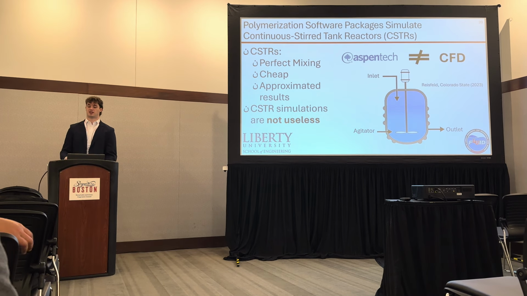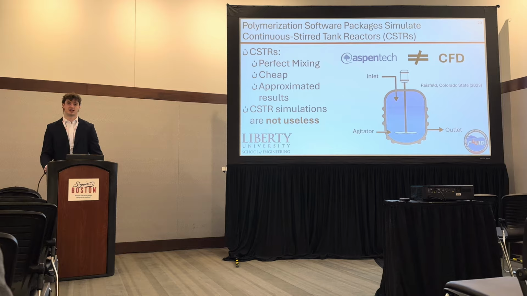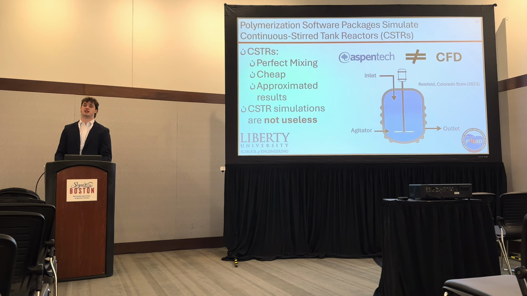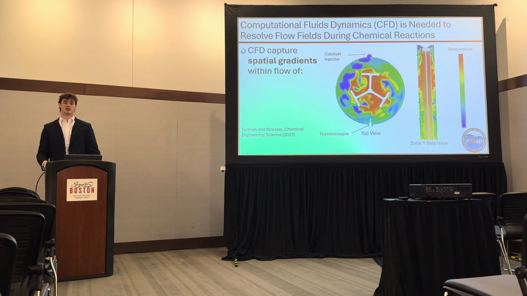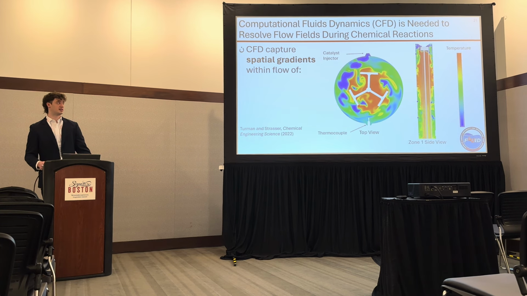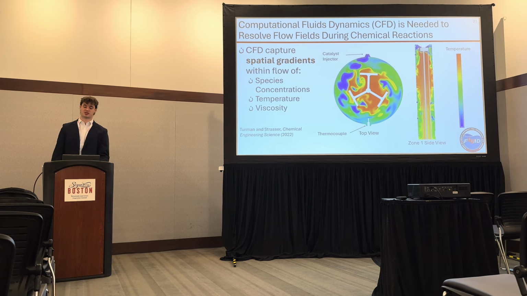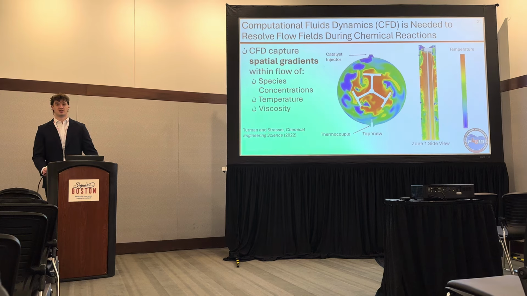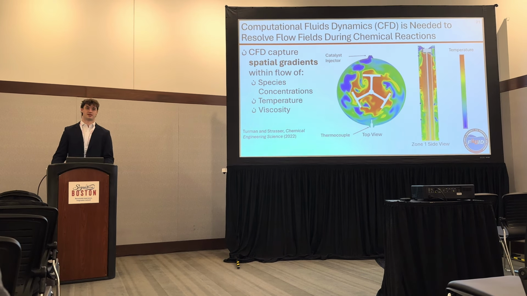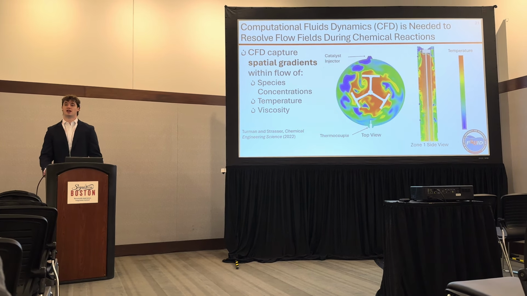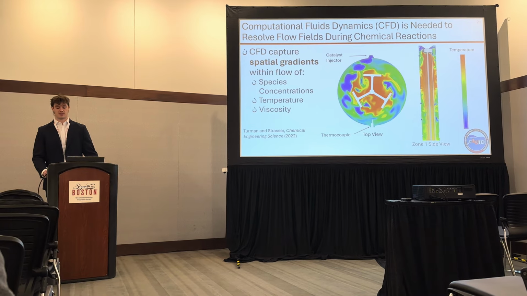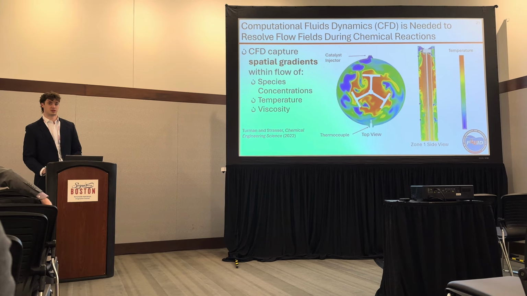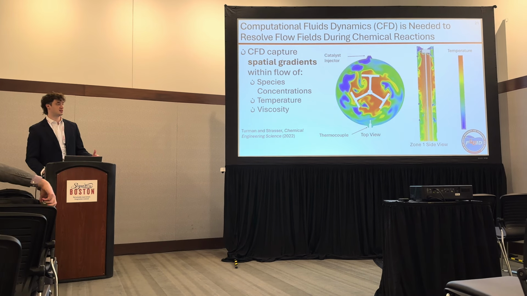But these CSTRs typically focus on the reaction kinetics, mass transfer, and the reactor performance metrics without resolving any spatial flow fields. So if you want to capture any sort of gradients of species concentrations, temperatures, viscosities, and so on, you need to use computational fluid dynamics. Now you can see on the right-hand side here, we have some contours of temperature in one of our industrial scale reactors. And you can see all these gradients of temperatures throughout the reactor. You see just zone 1 of the reactor, which we'll get to a diagram a little later, and then an axial view from the top.